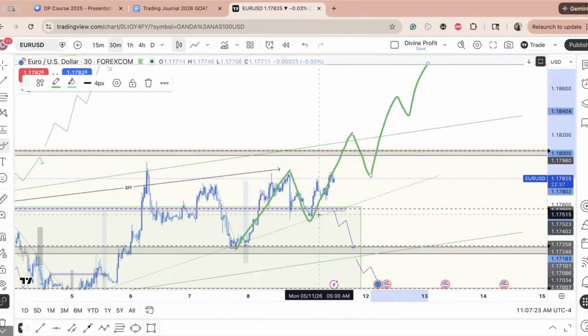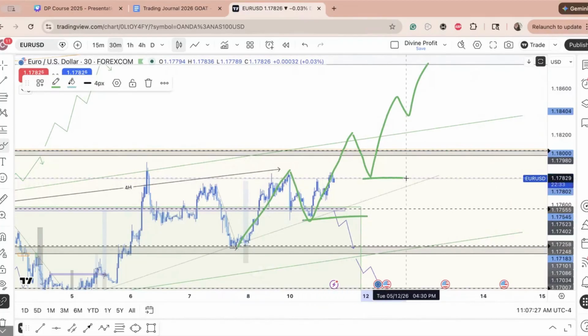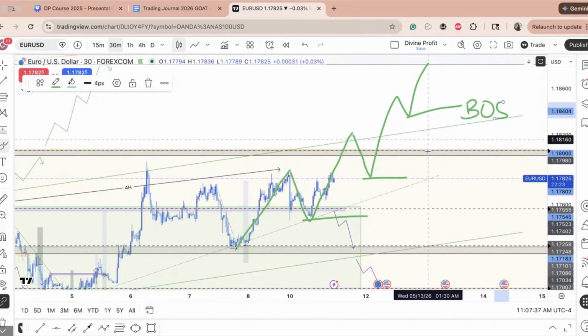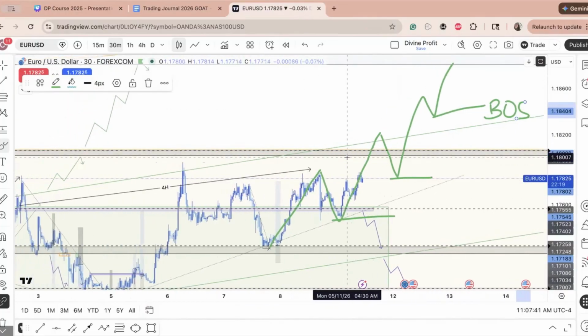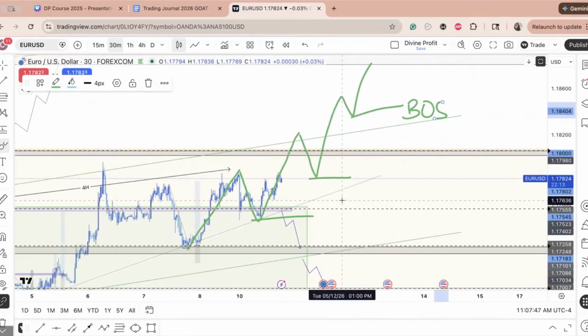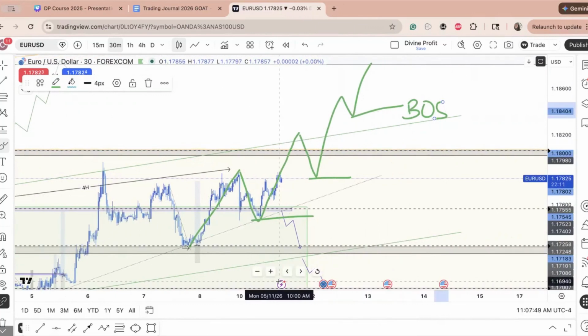But if price happens to break any of these previous lows, so if it breaks this low, if it breaks this low, that is giving you a break of structure, and that is giving you indication that a reversal is coming. So basically what I'm saying is if it breaks that high, I'm still looking for buy opportunities until I get a break of structure and a change in that trend.